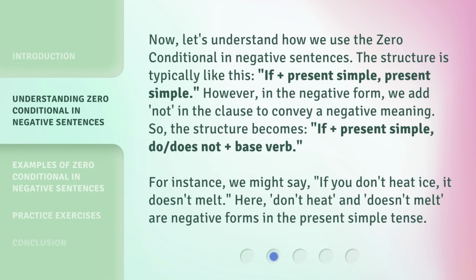Now, let's understand how we use the zero conditional in negative sentences. The structure is typically like this: if plus present simple, present simple. However, in the negative form, we add not in the clause to convey a negative meaning. So, the structure becomes if plus present simple, do/does not plus base verb. For instance, we might say, if you don't heat ice, it doesn't melt. Here, don't heat and doesn't melt are negative forms in the present simple tense.